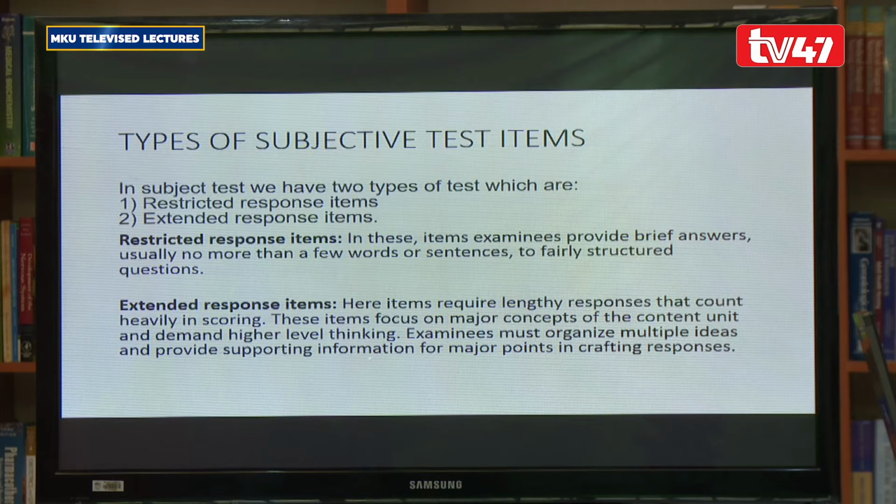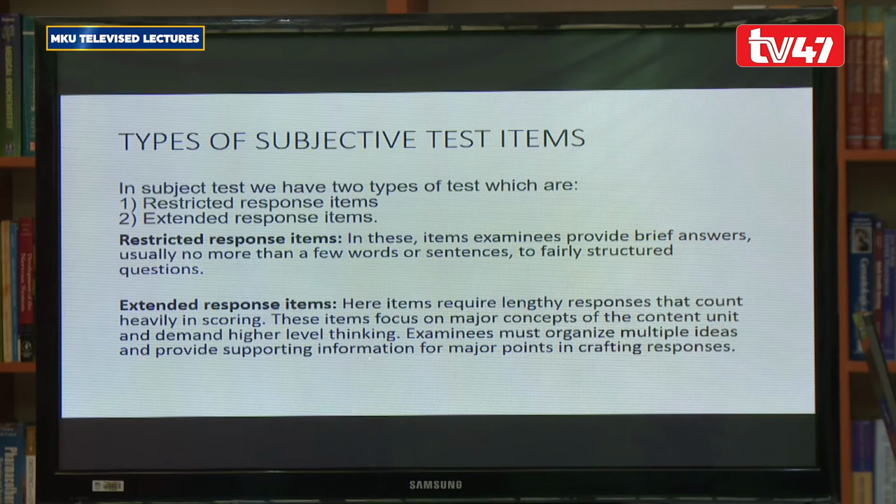Then we have the other kind of subjective tests, and this is what we call the extended response items. In these test items, the learner is required to provide lengthy explanation or responses that count heavily in scoring.